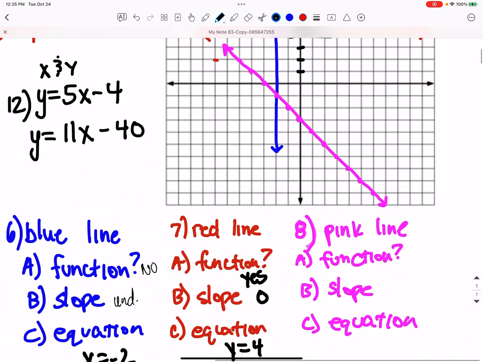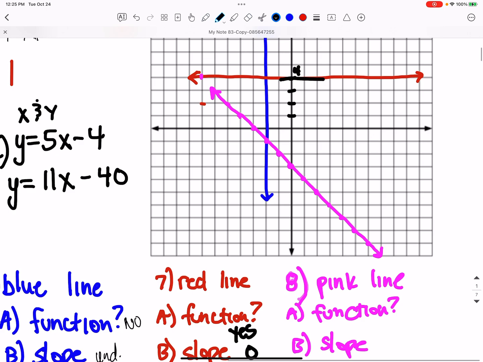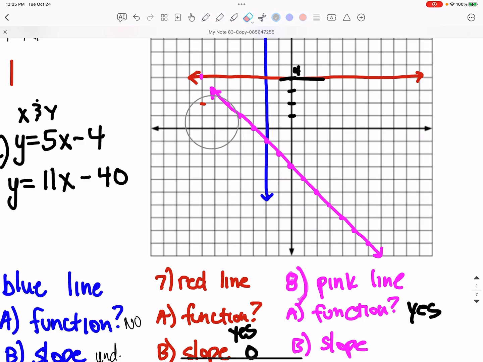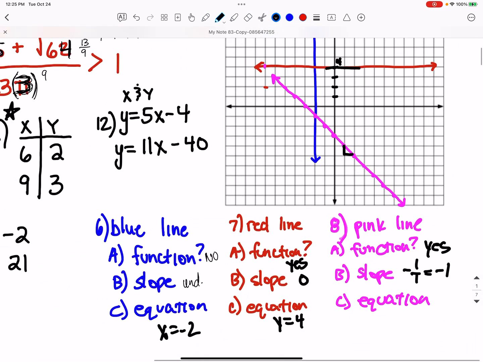Pink slope. Is it a function? Yes. Good. Slope. Let's see. What is the slope between any one of these points? Down 1 over 1. Down 1 over 1 equals, we don't write 1s on the bottom. The slope is -1. The equation, y equals -x. We don't write 1s. Y equals -x minus 1 minus 2 minus 3.